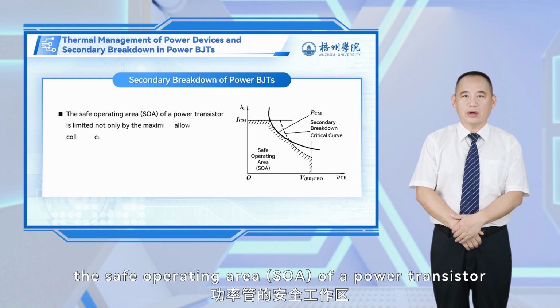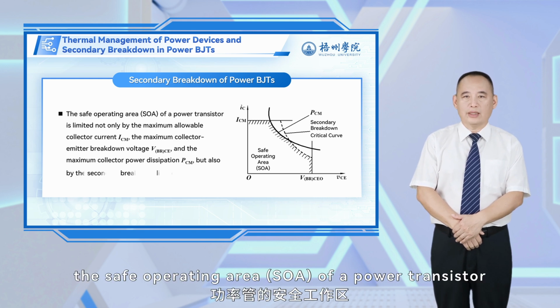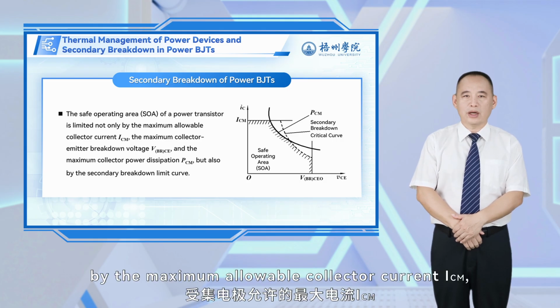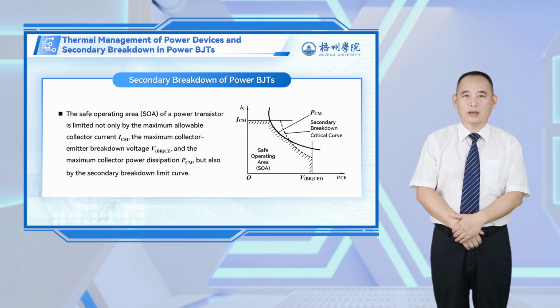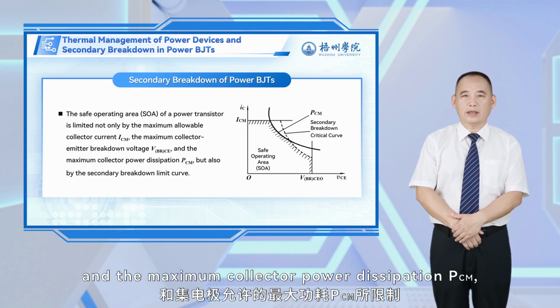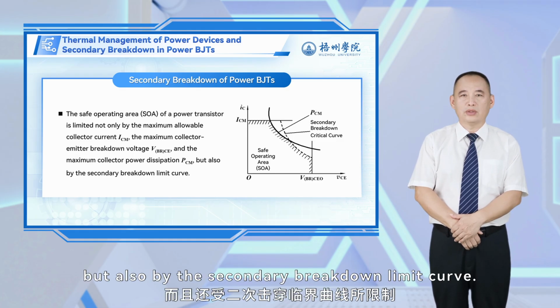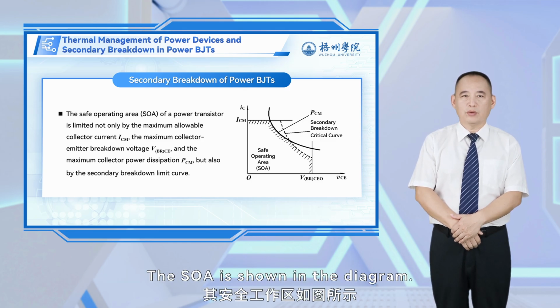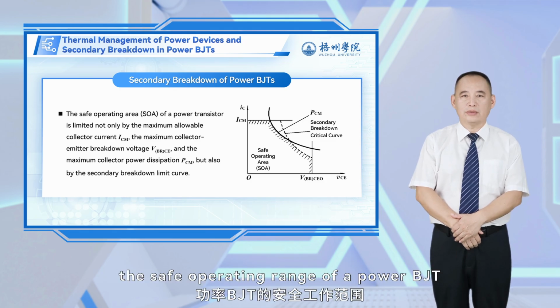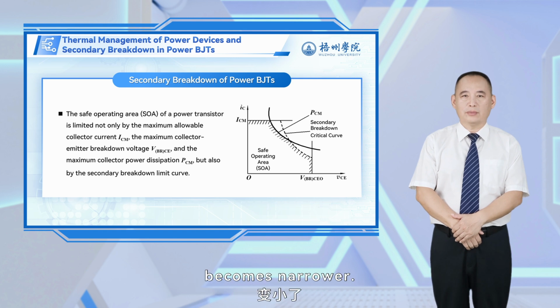Therefore, the safe operating area, SOA, of a power transistor is limited not only by the maximum allowable collector current ICM, the maximum collector-emitter breakdown voltage VBRCE, and the maximum collector power dissipation PCM, but also by the secondary breakdown limit curve. The SOA is shown in the diagram. Clearly, when secondary breakdown is taken into account, the safe operating range of a power BJT becomes narrower.